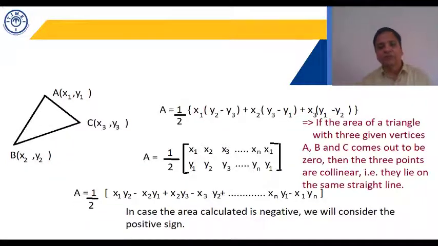If the area of a triangle with given three vertices comes out to be 0, important point. If the area of a triangle with three given vertices A, B and C comes out to be 0, then the 3 points are collinear. Collinear means they lie on the same straight line. Most important point. We need to check whether 3 points are collinear or not. We find the area of the triangle formed by these 3 points as vertices. If it comes out to be 0, then the points are collinear, they're in a straight line. This is also one of the checks of collinear points.